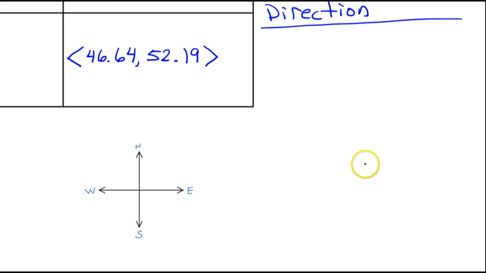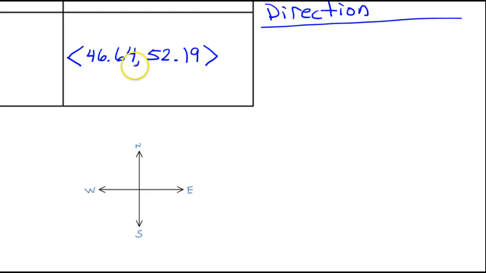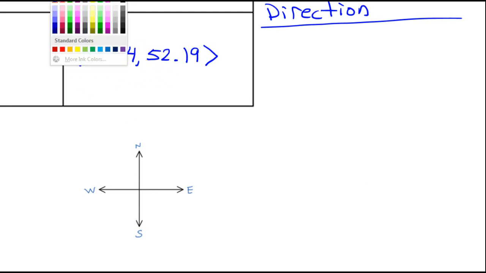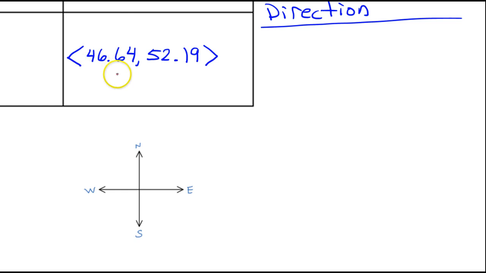Let's see. For the direction, notice that we are in the first quadrant. The horizontal component is positive and the vertical component is also positive. That puts us in the first quadrant. Let's record the horizontal and the vertical component in the graph.